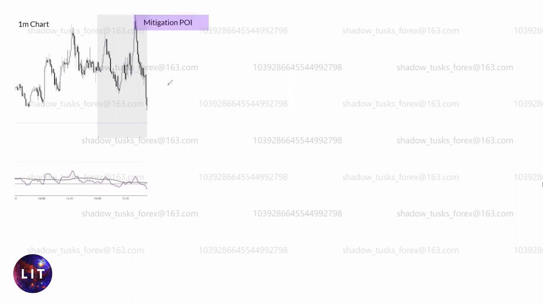Your entry becomes the mitigation. And this is an absolutely lovely one because we get such a nice bearish reaction. We get the relevant breaks of structure over here. It's in New York.